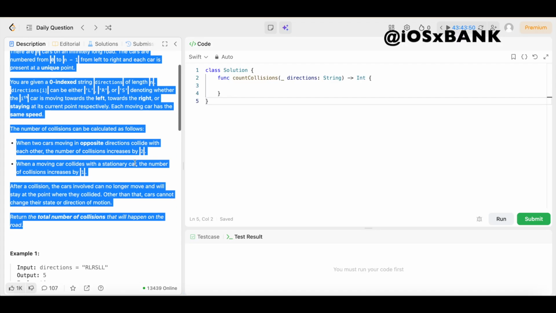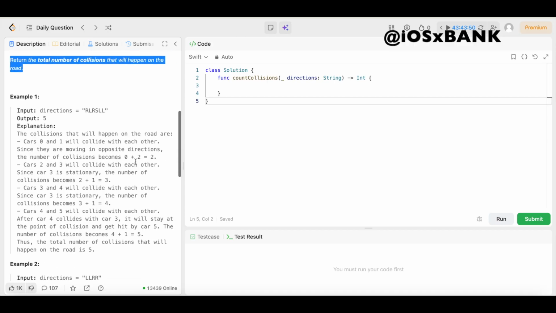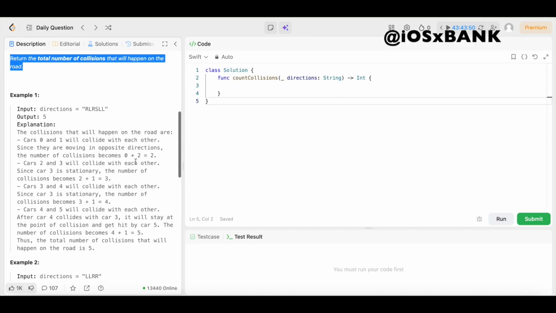All right, y'all, so that sounds simple enough, but let's go ahead and take a look at these examples just to make sure that we are doing this problem correctly. So in example 1, we have our input directions equals the string RLRSLL, which represents the directions that the cars are going. The output is 5. That means there were 5 collisions. So let's go through these explanations to see what those 5 collisions were.